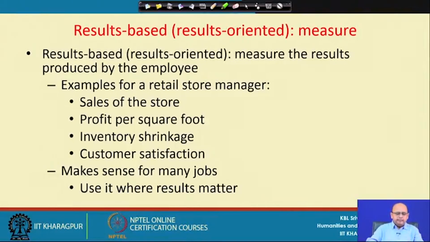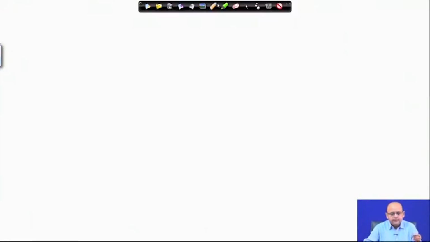Now, we will take some examples to explain this when I am talking about the result based approach. If you look at this result based approach, suppose you want to monitor the results of a retail store manager here.